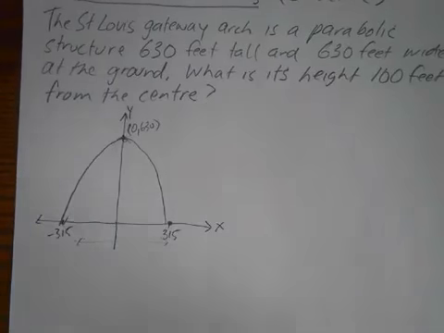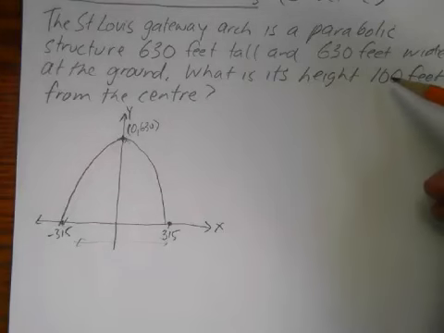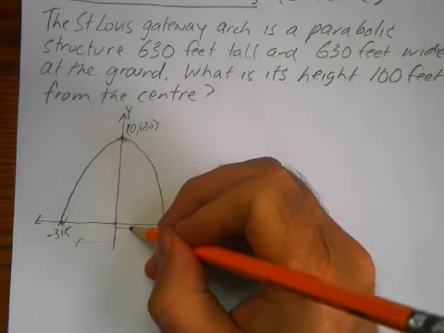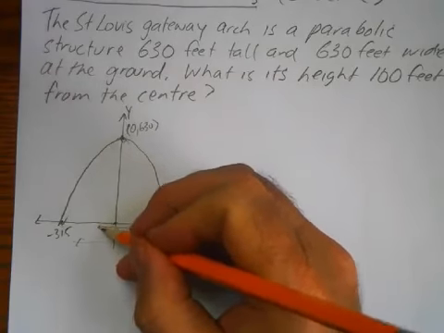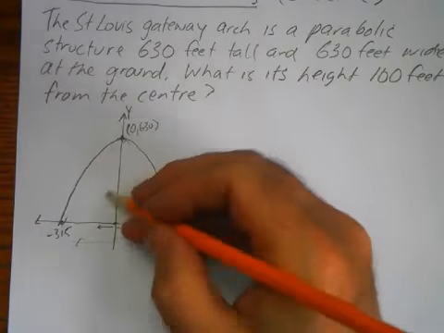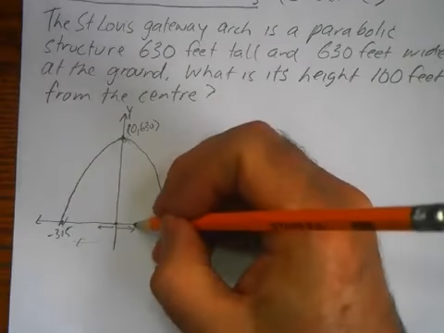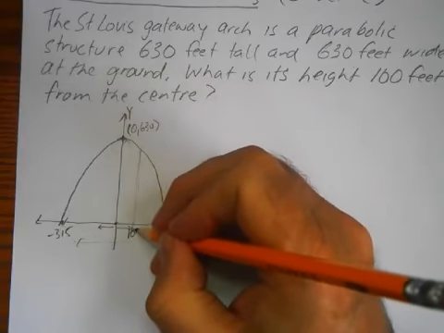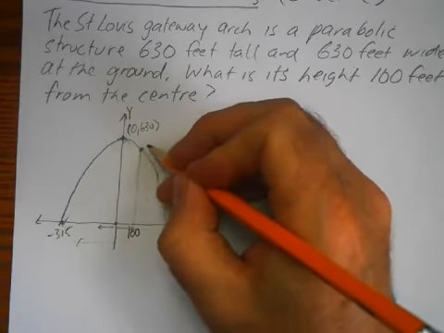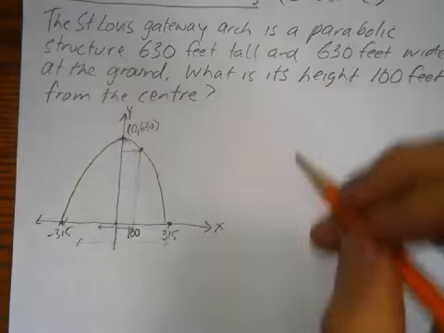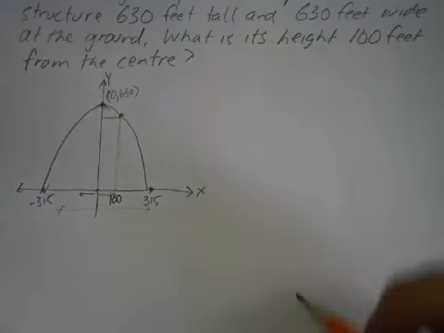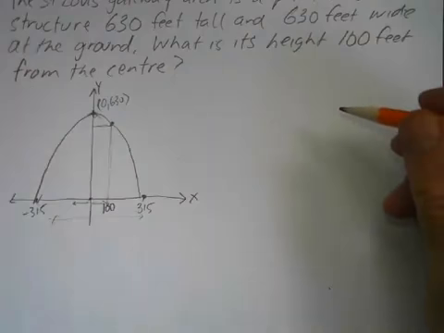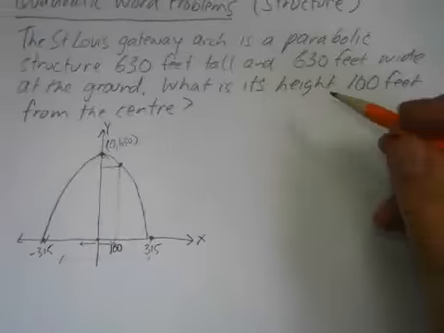So the question is saying, what is the height 100 feet from the center? That means 100 feet from the center, it could be that way or that way. It doesn't really matter, this is symmetrical, so whichever way I go. If I say that's at 100, I'd like to know what is the height there? Now, the problem here is, obviously, I don't have an equation.